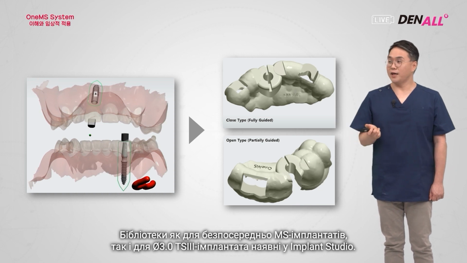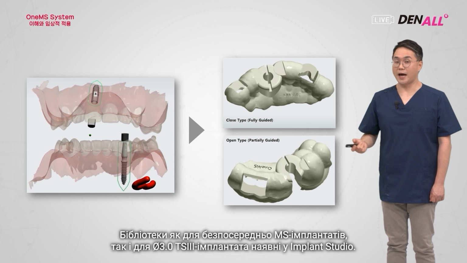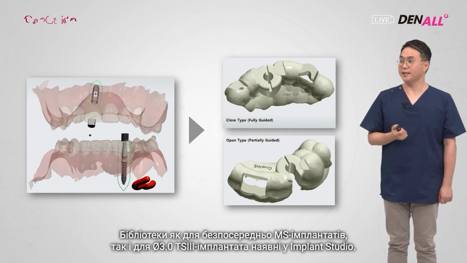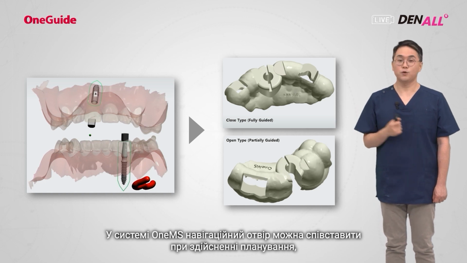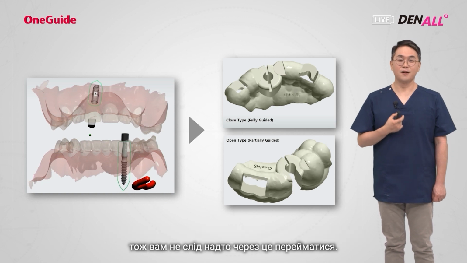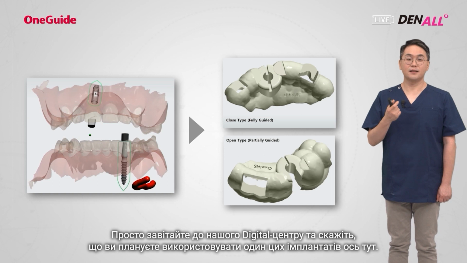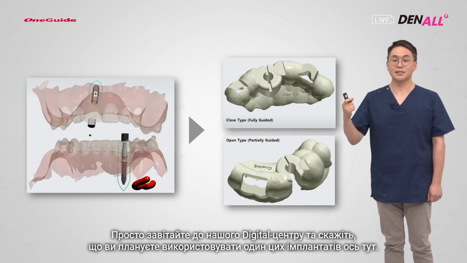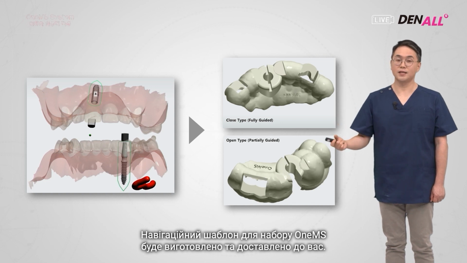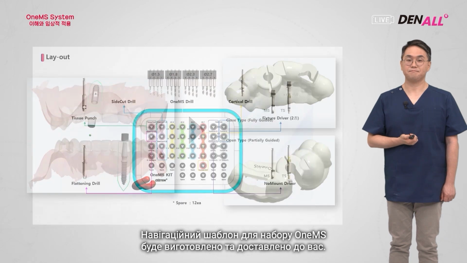And also, the library itself for the MS implant and the 3.0 TS3 implant is in the Implant Studio. So also in the 1MS system, the guide hole can be matched in the planning. So you don't really have to worry much. Just tell the digital center, say I'm going to use a 1MS implant here, then the guide template for this 1MS kit will be made and delivered to you.